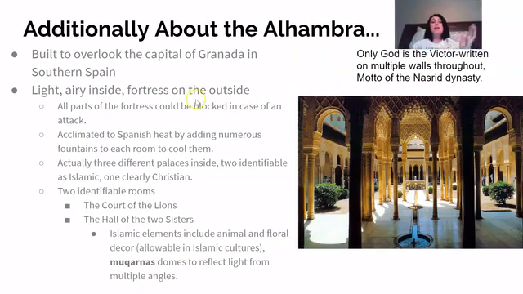Again, I'm just going to go through this lightly because they already mentioned quite a bit of this in the video, but "Only God is the victor" is repeated throughout in calligraphy, which would have been the motto of this dynasty, being very Islamic. What's really cool about this is every part of this palace could have been blocked off in case there was an attack, to protect the people.